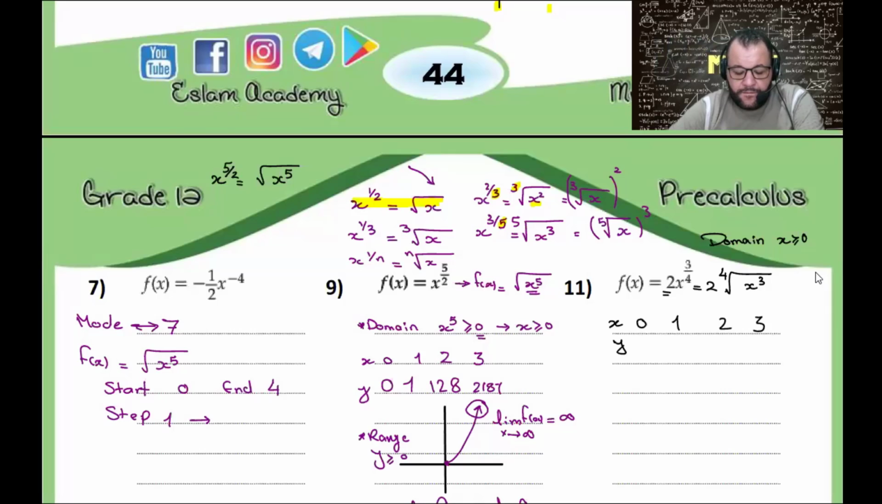Sir, the y values are decimals. No problem. Just give me the rounded point. I need to see how the graph will look like, whether the graph is going up or going down, to find the range only. And read the graph. That's how to read the graph. I don't need the exact value, just how the graph will look like.